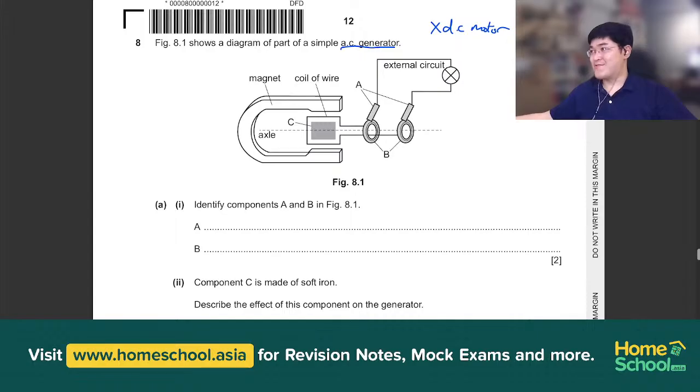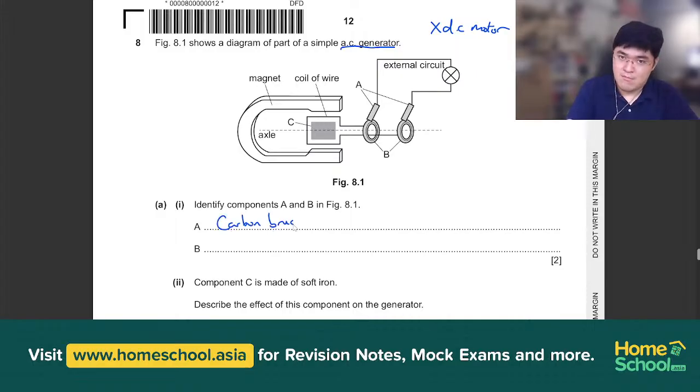In an AC generator, A and B is very simple. The A are carbon brushes, and B are slip rings. In a DC motor, you also have carbon brushes, but instead of slip rings, they are split.